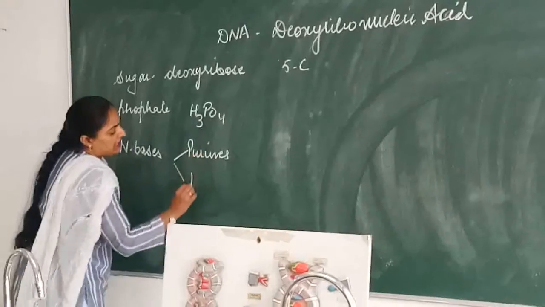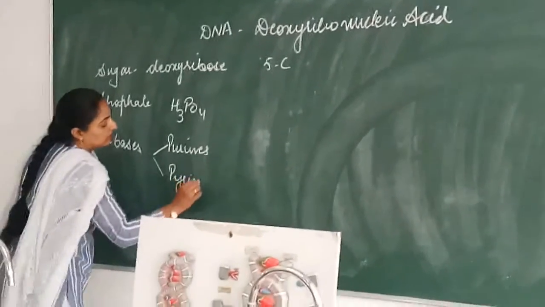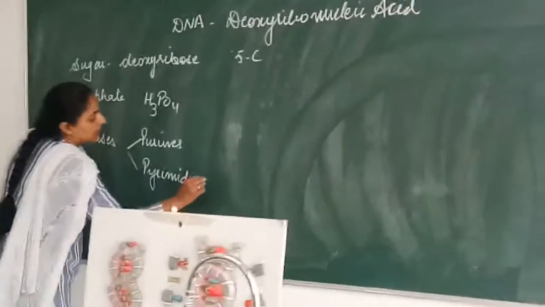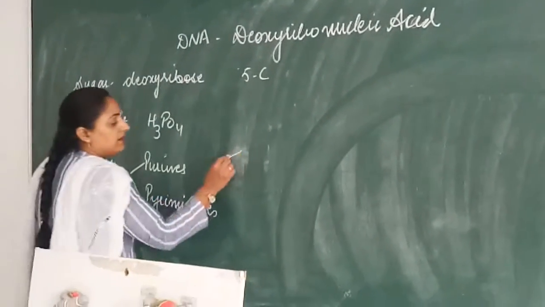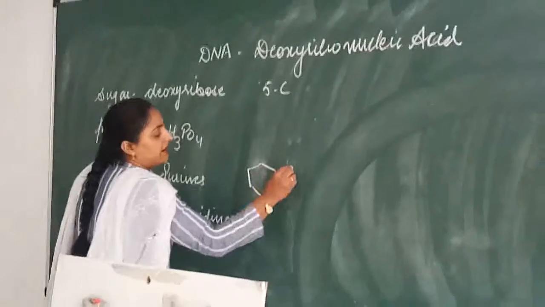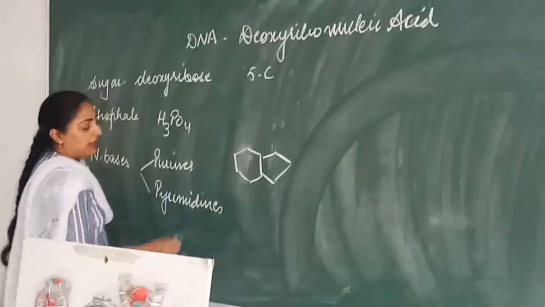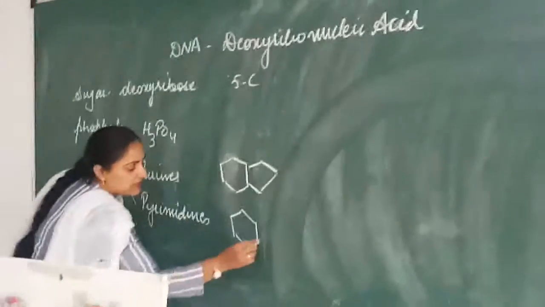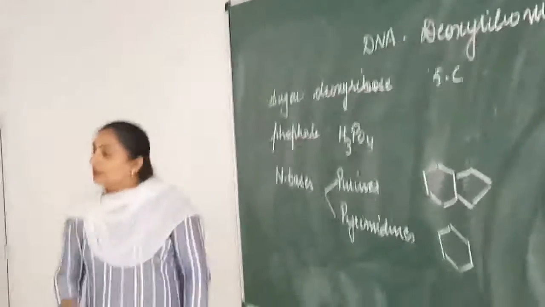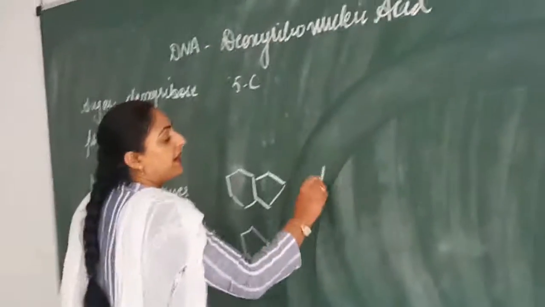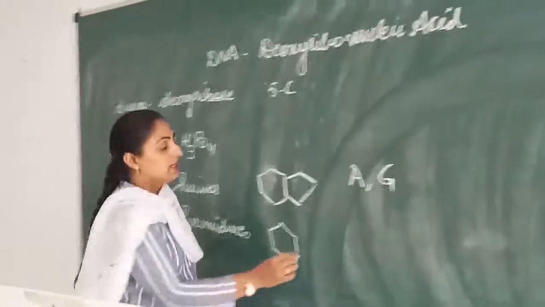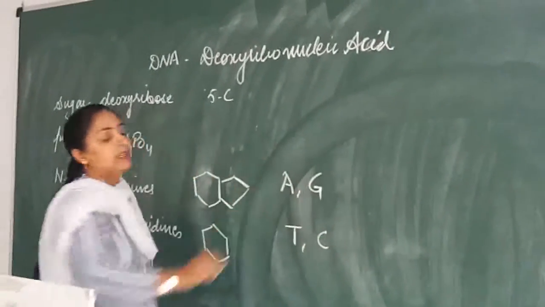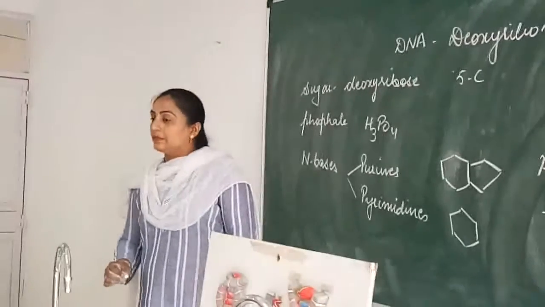that is purines and pyrimidines. Purines are 9-membered rings and pyrimidines are 6-membered rings. So what are purines? Adenine and guanine are the purines. Thymine and cytosine are the pyrimidines.